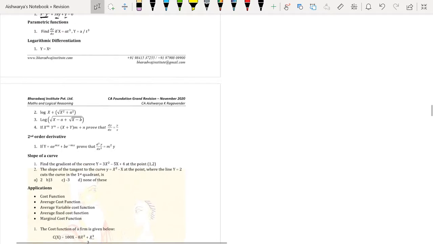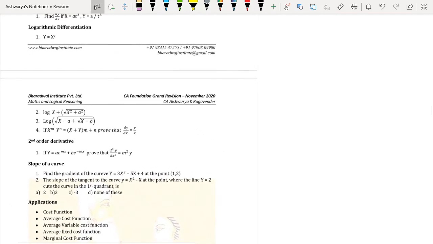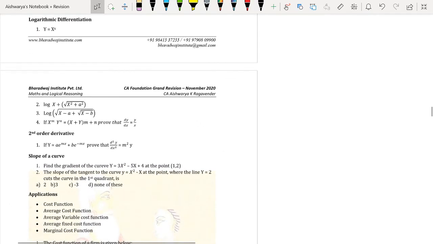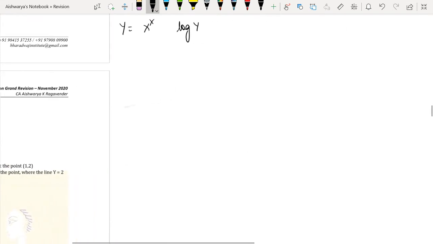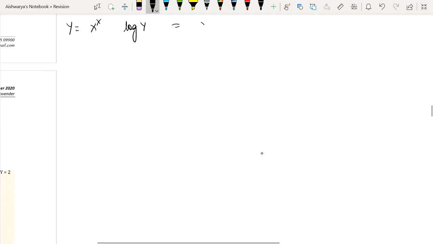Okay, next we will go to logarithmic differentiation. When do we use logarithmic differentiation? Okay, in logarithmic differentiation we have this y equals x power x. Okay, power is not n, power is not an algebraic term. Power is also a variable. So whenever we have variable power variable, we will be normally doing it by logarithmic differentiation. So y is equal to x power x, we will take log on both sides. So it will become log y is equal to x log x. The power x we will take it out.